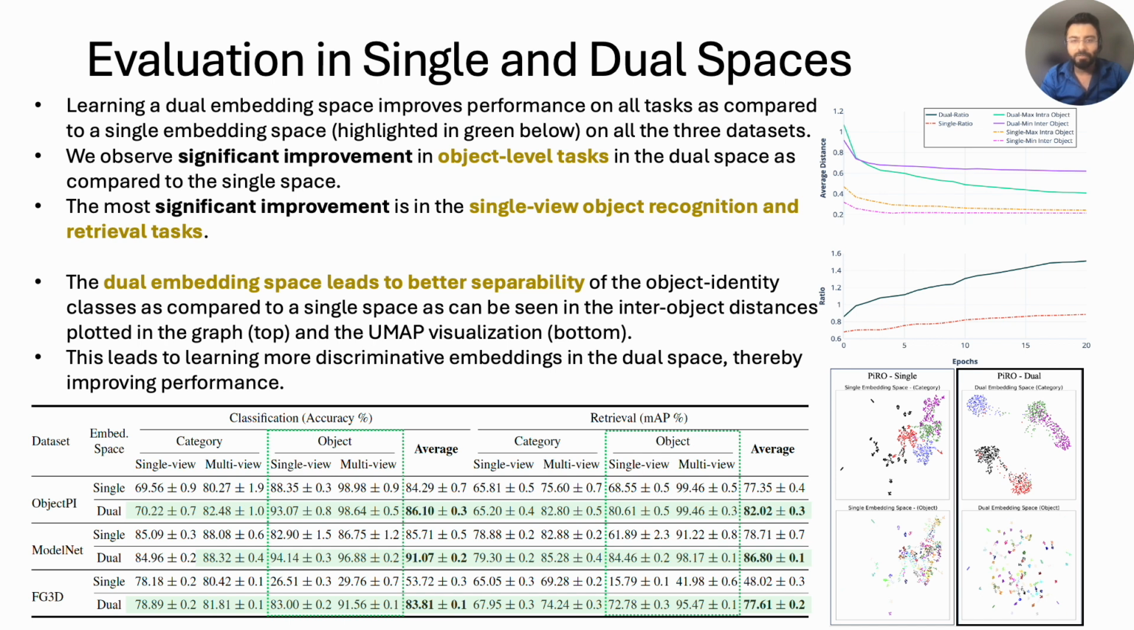Specifically, we observed significant improvement in object-level tasks in the dual space as compared to the single space. This is because the inter-object distances are larger in the dual space as can be seen from the graph, leading to better clustering and separability in the dual space as can be seen in the UMAP visualization.